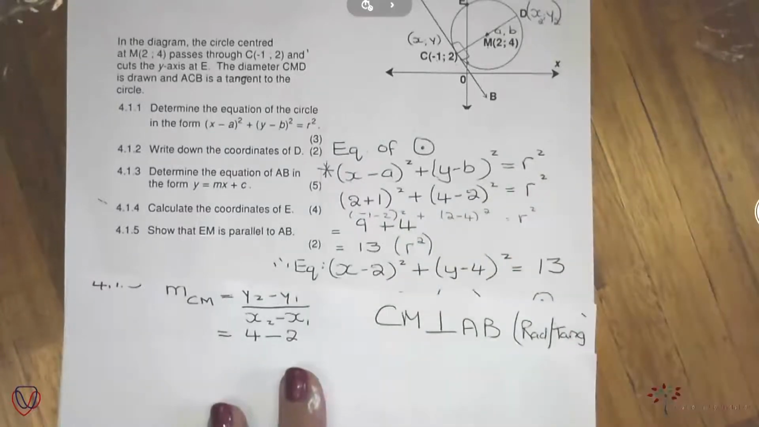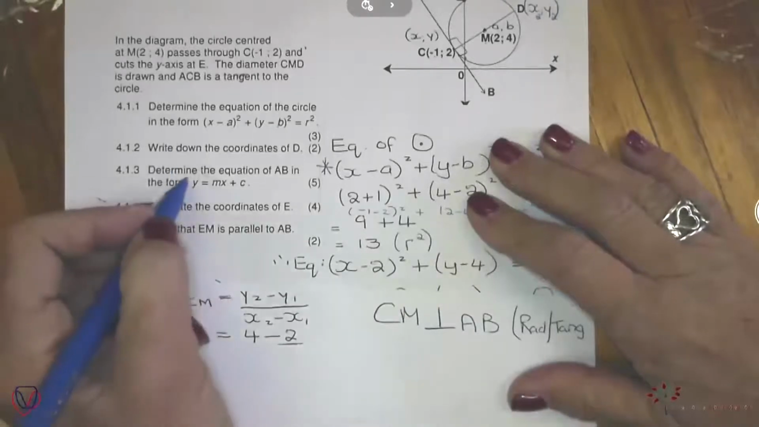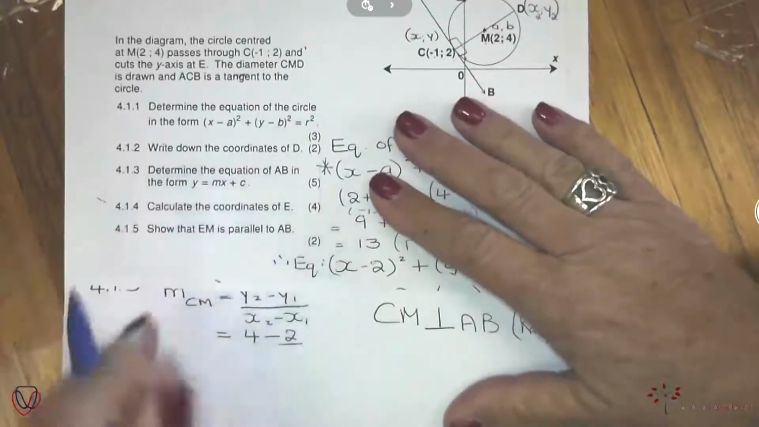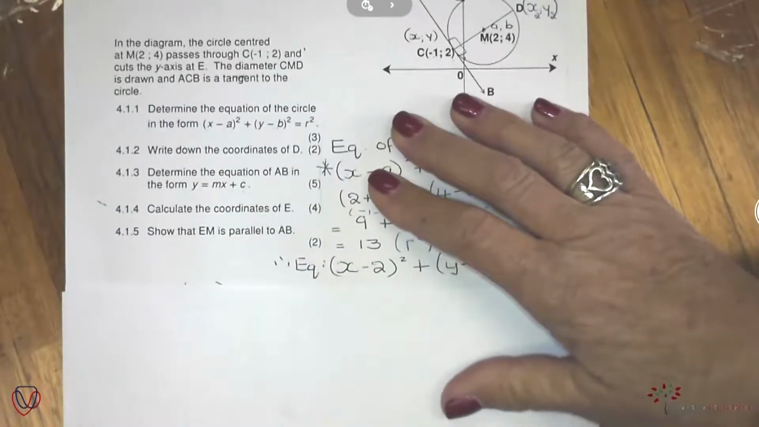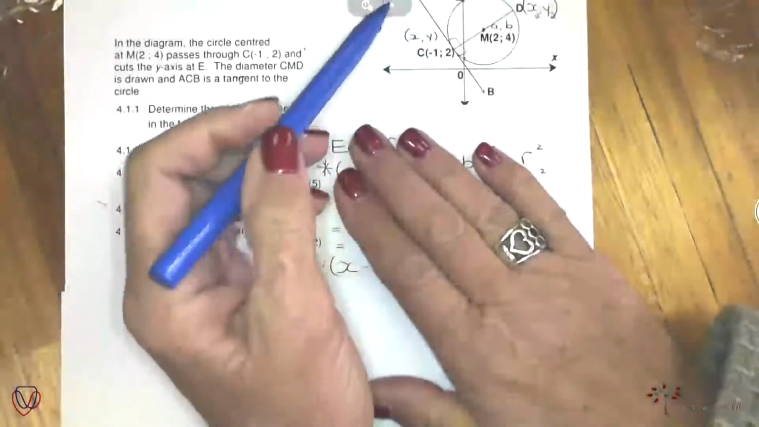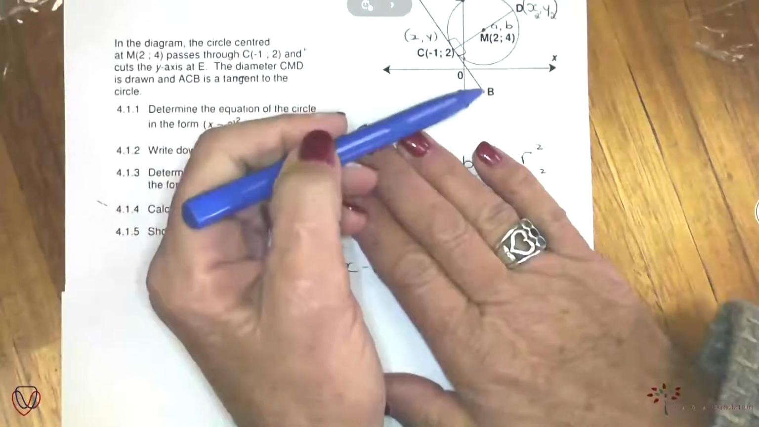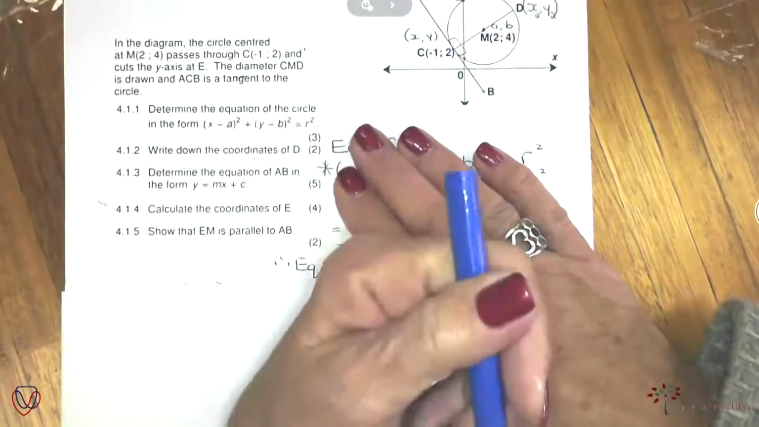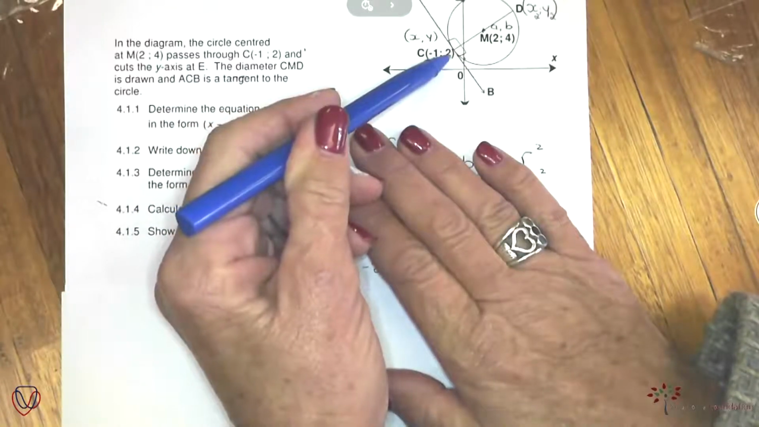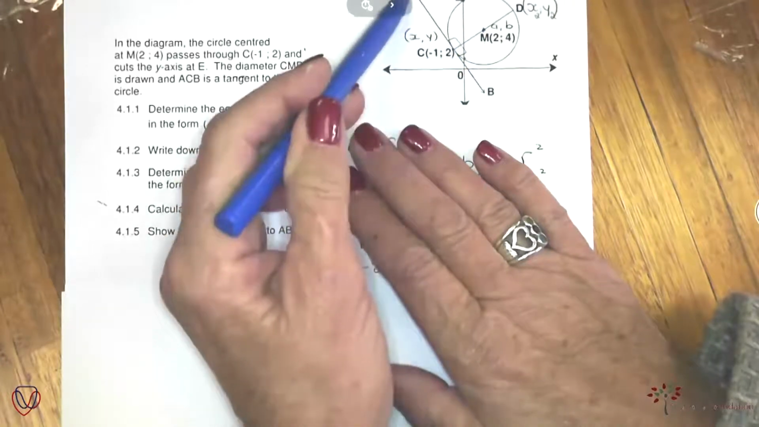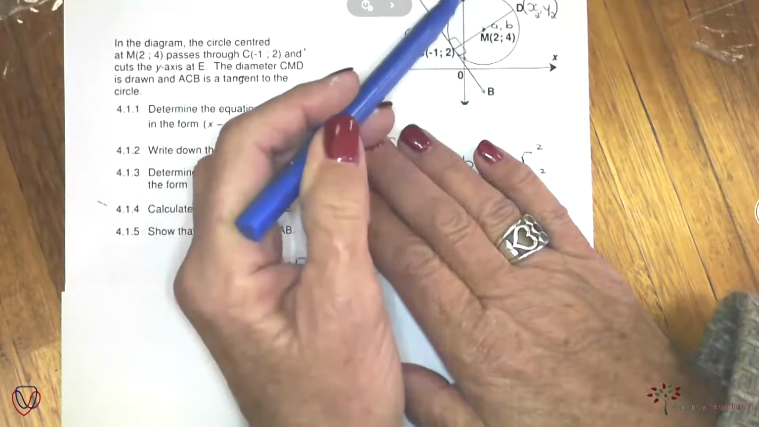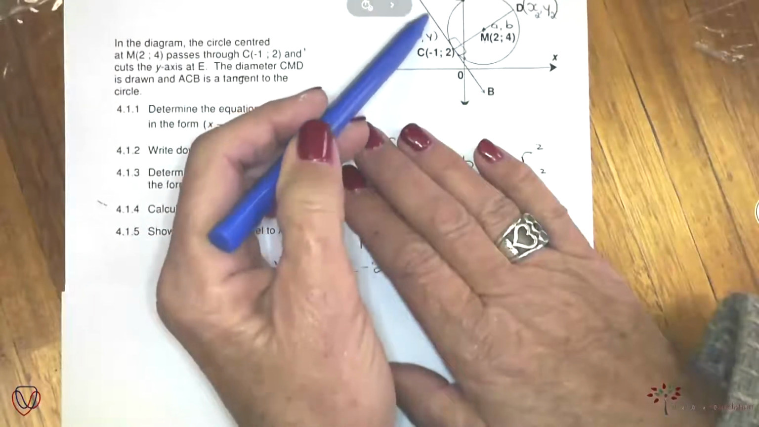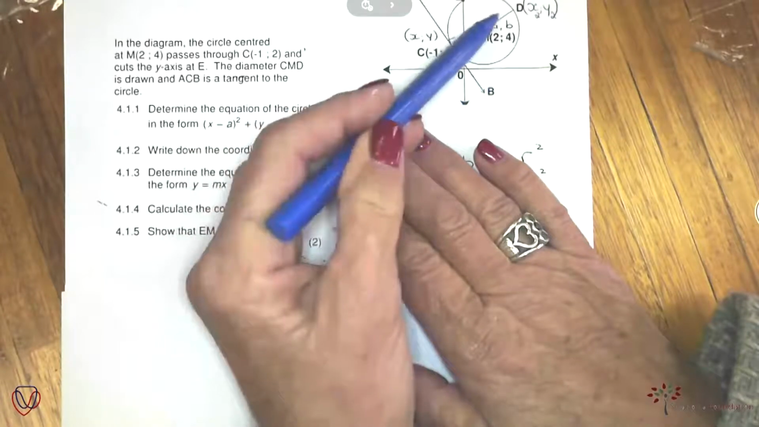4.1.3, this is what they asked us to determine. They said, determine the equation of AB in the form y equals mx plus c. Now people, I hope you are quickly thinking how you are going to find the equation of the tangent. Very important for calculus also. What are you going to do? You only have 1 point on that line. But you know that this line is perpendicular to that line. So the gradient will be the opposite sign of this one.